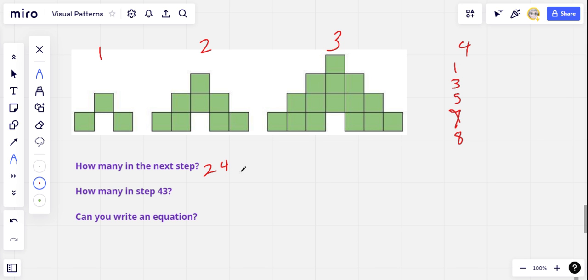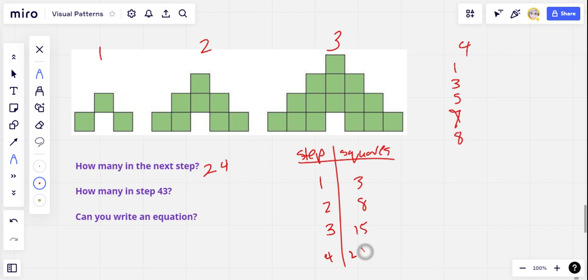What kind of a pattern is this, actually? It looks like it's growing pretty rapidly, but let's analyze. So I'm going to put the step number in a chart and the number of squares as well, and we'll take a look at these numbers. In step 1, we've got 3. In step 2, that is 8. In step 3, that is 15. And in step 4, we're predicting 24.